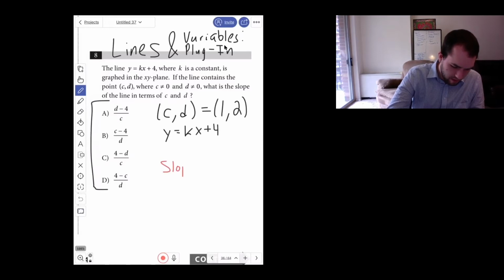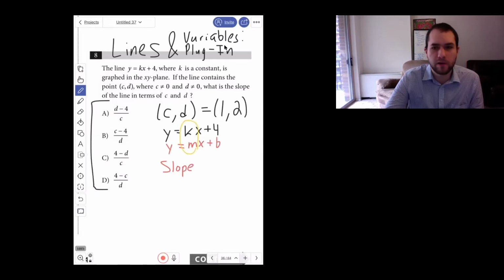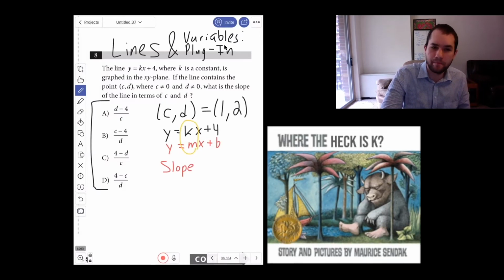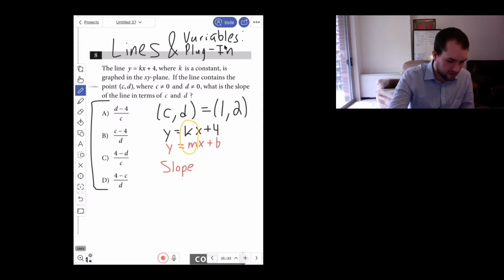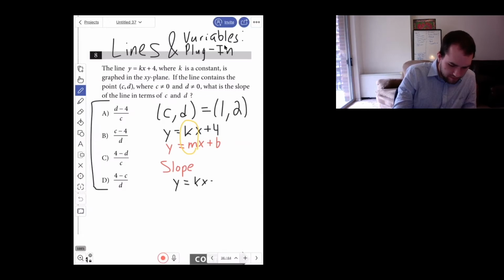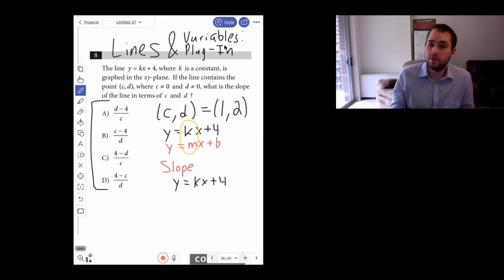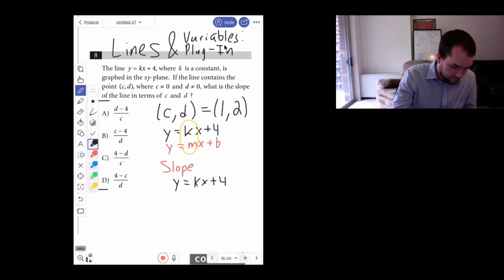Now remember, when it comes to our typical y equals mx plus b, our slope is our m. So essentially what we're looking for is our k. Now this actually shouldn't be too bad. I should have a pretty easy setup for this. Since we have y equals kx plus 4, all I really need to do is substitute the y and x that I made up. Remember, with plug in, I could pick any two random numbers and it should work every time. If I substitute 2 for y and 1 for x, I should be able to solve for what k is.